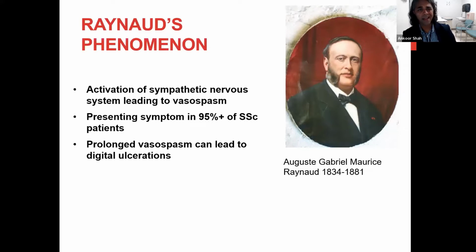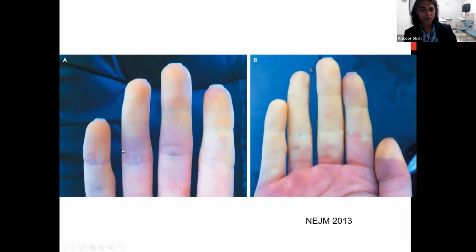Raynaud's is caused by activation of the sympathetic nervous system, leading to vasospasm in the fingers. Prolonged vasospasm can unfortunately lead to digital ulcerations. And here's a pretty clear picture of Raynaud's. And this is a picture that I will frequently bring up in clinic when patients say, well, I'm not sure if my fingers turn blue. Sometimes when it's really cold, the fingertips will turn blue.